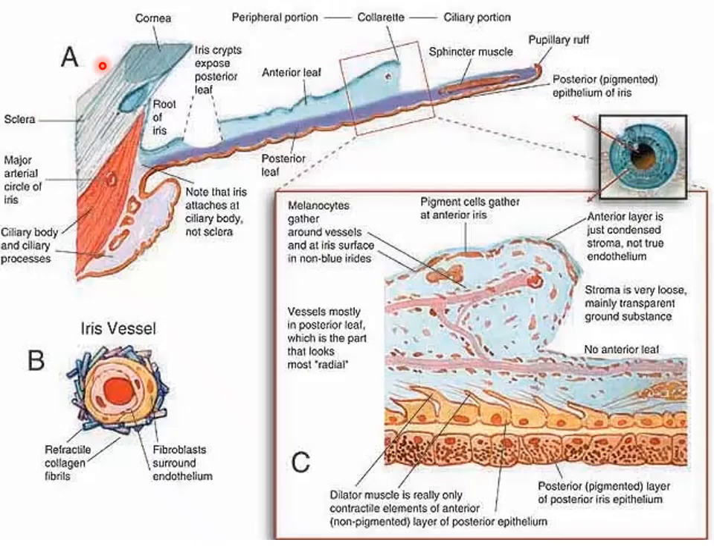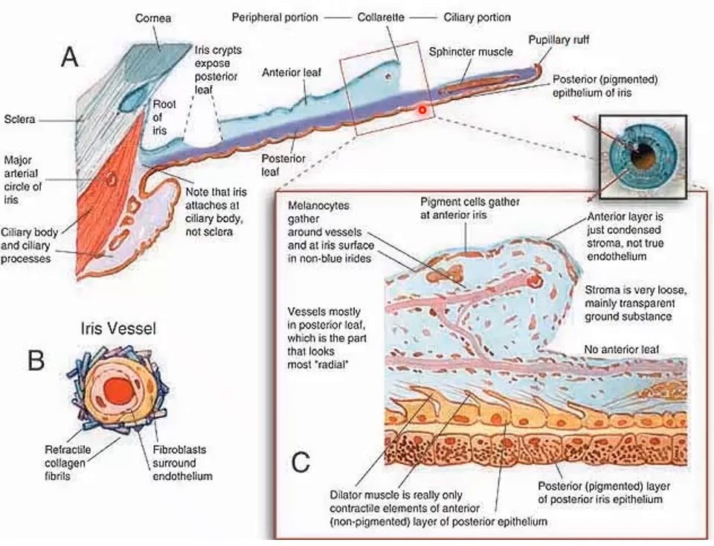So the figure A here is just a revision of whatever we have read, okay? So the macroscopic structure of the iris crypts, these are the region of the iris crypts. Basically, most of the stroma and the anterior limiting layer is absent. So these are the crypts. Then the anterior leaf, posterior leaf: the anterior leaf is basically the anterior limiting layer plus stroma, and this is the posterior leaf with the muscles and the epithelium. You know the collarette, you know about the ciliary portion and the pupillary ruff. So this is just a revision.